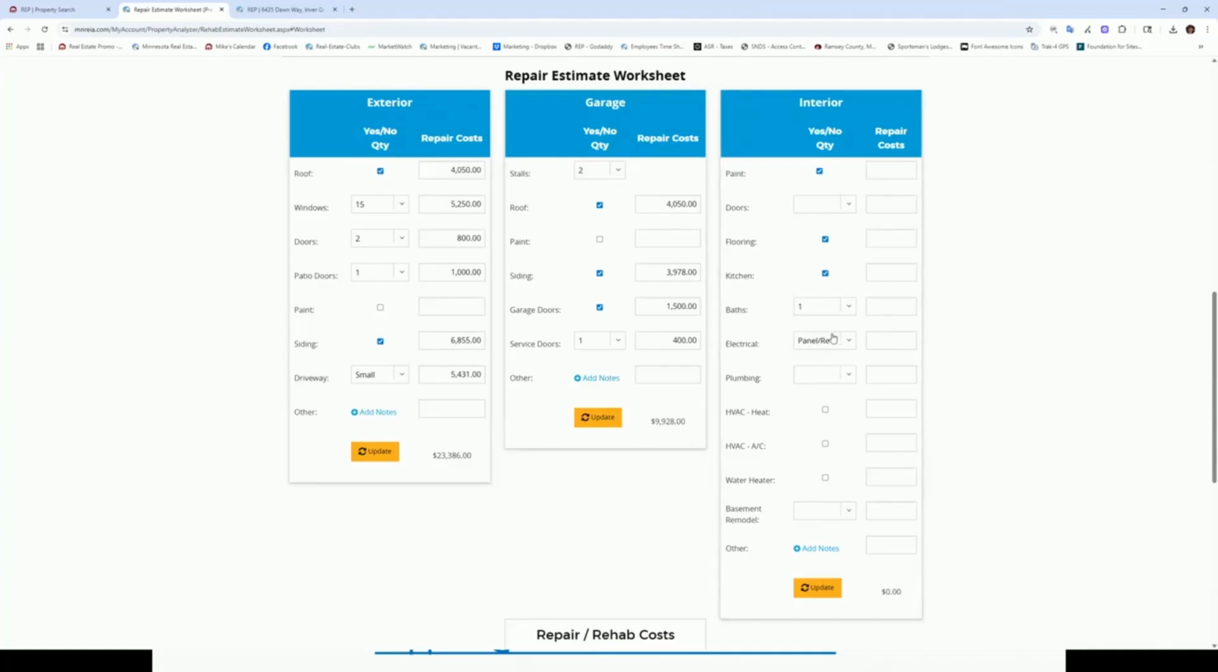Electrical, maybe I have to replace the panel, rewire the house, or panel and rewire. When I bought this property, we did have to do a panel and a rewire. Now, when I say rewire, we're not talking about running all new wires in a house. What we're talking about there is just rewiring the basics just to bring it up to code.